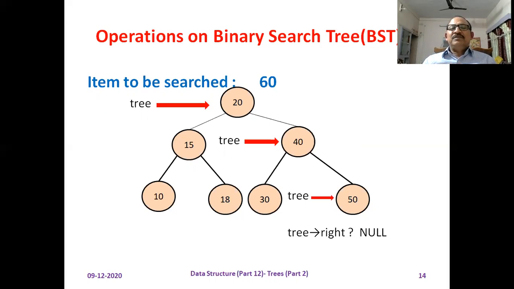What does it mean? Tree right is equal to null. It means that the item does not exist in the binary search tree. This item is not in the binary search tree. Okay, so we simply give a message: item not found.